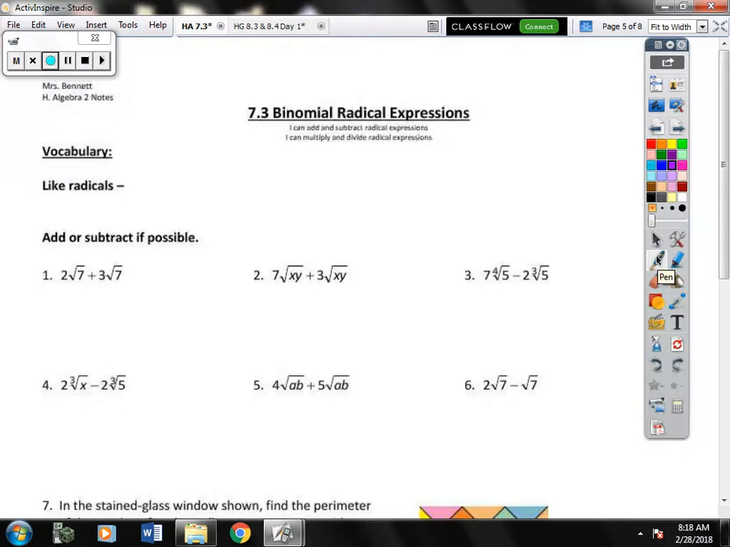So today we're going to see binomial radical expressions, which means two things being added or subtracted that have square roots. We're going to work on adding and subtracting those, also multiplying and dividing. So we're going to do all of that stuff today.